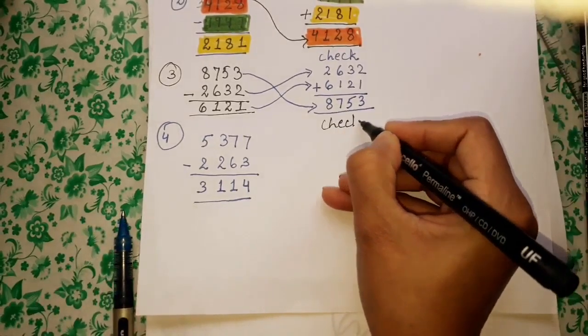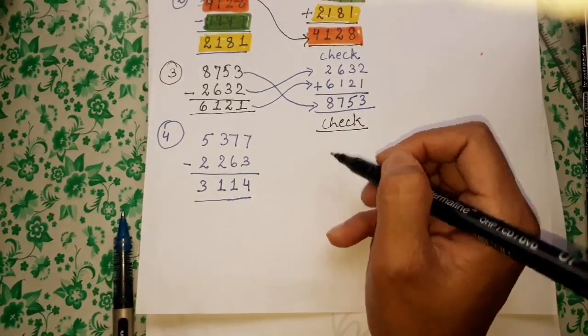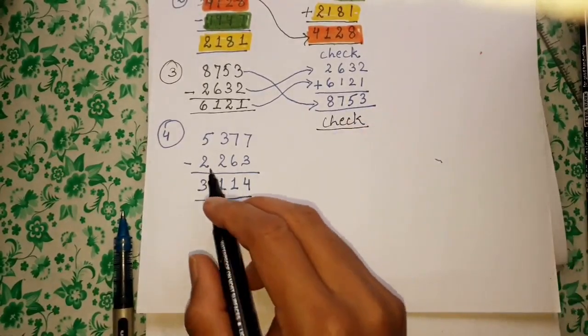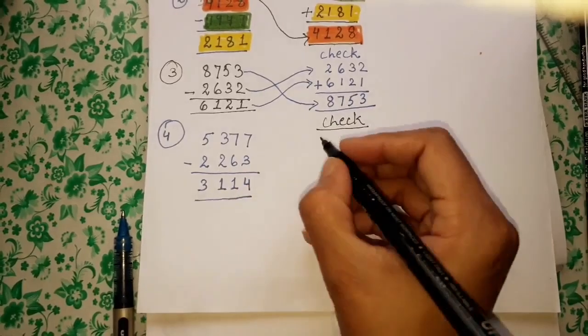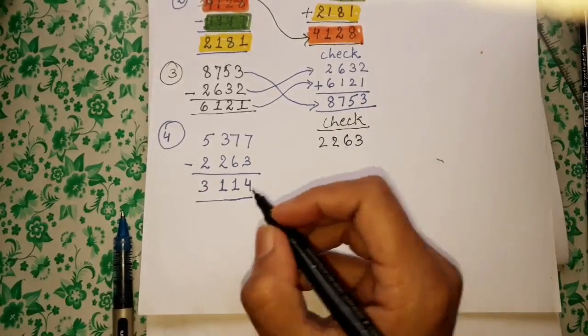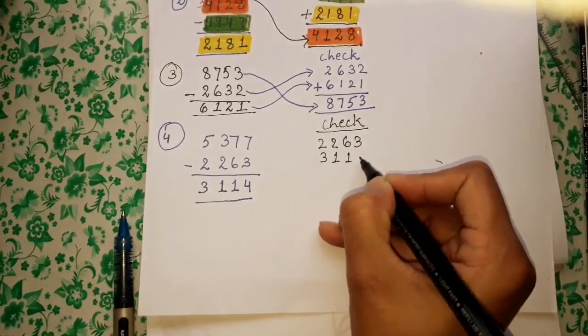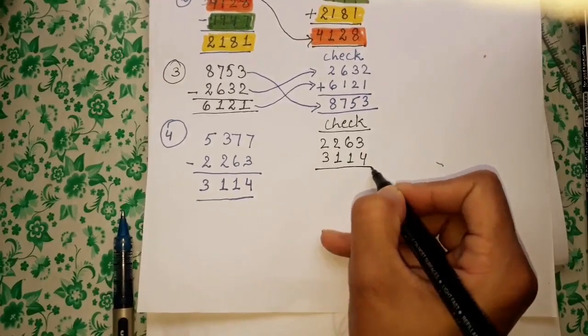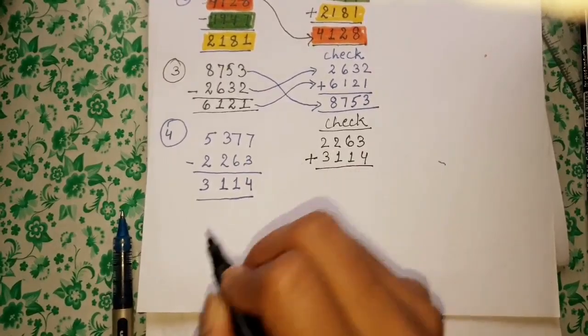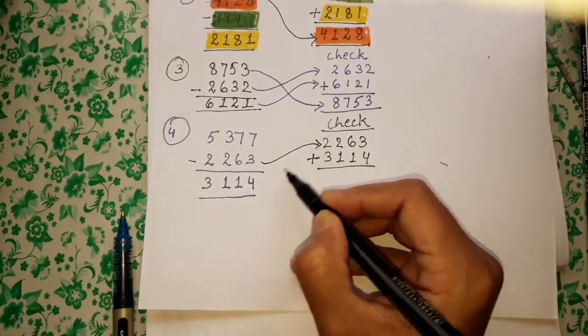Again, we have to arrange these numbers in column and then add it. What is our subtrahend? 2263. And what is our difference? 3114. And next what do we have to do here? We have to do addition here. See, we write these things like this.